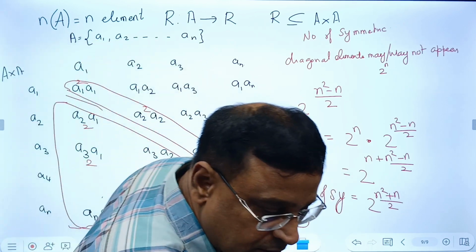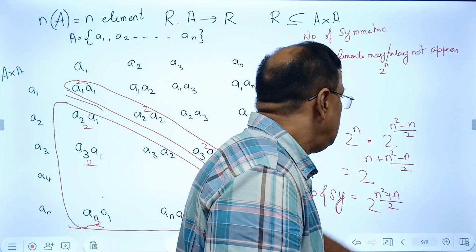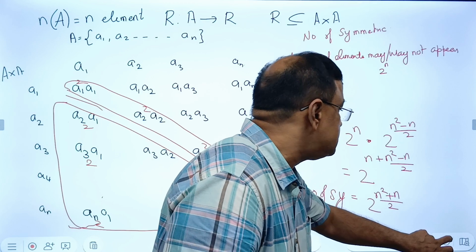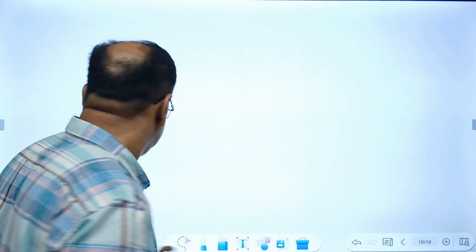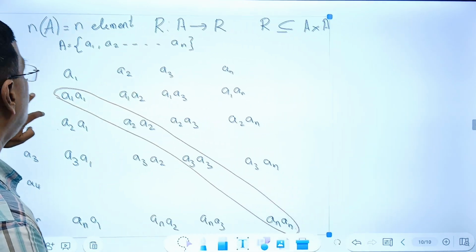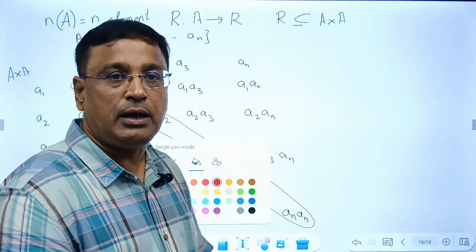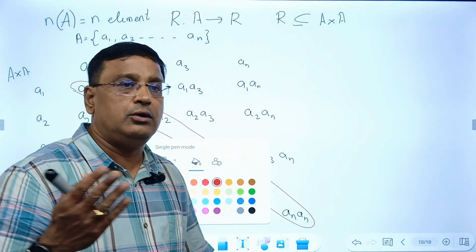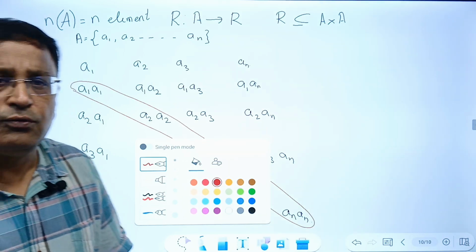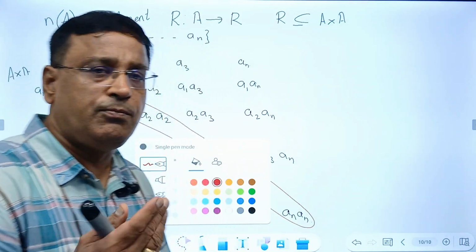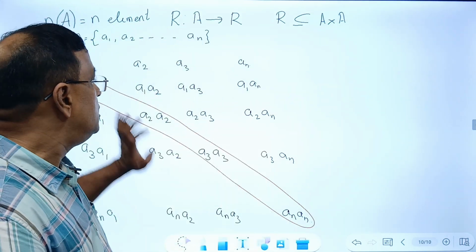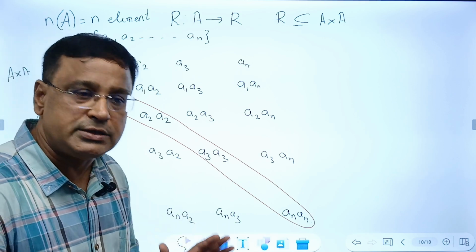This is the number of symmetric relations. Now, we have to go to the transitive relation. Well, to be honest, there is no formula for finding the number of transitive relations. You can refer to the net. There are some proofs that are given, but it is beyond the scope for us, so we will not go into that. So we are not going to talk about the number of transitive relations.